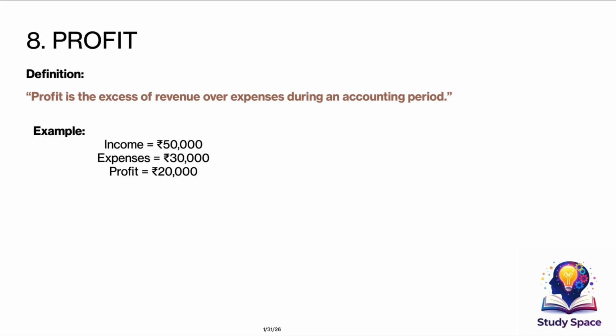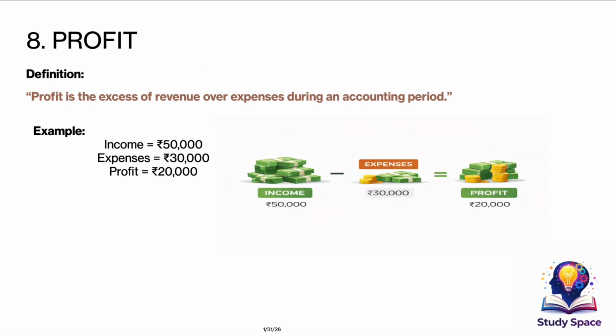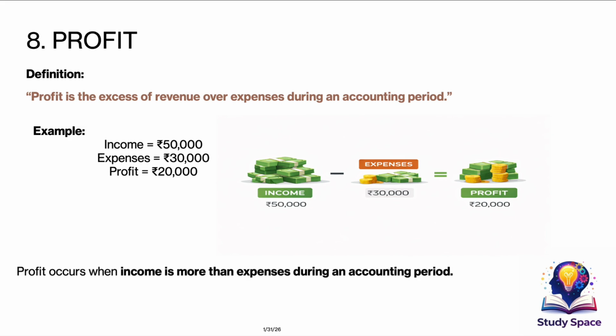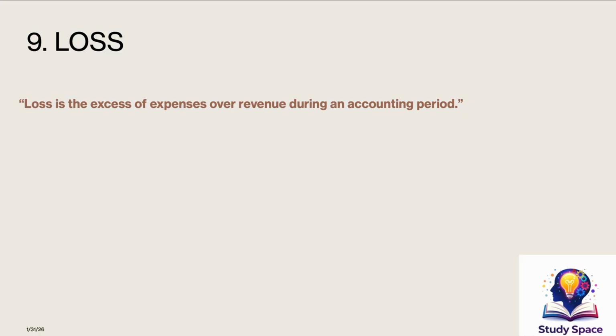Next is profit. Profit is the excess of income over expenses during an accounting period. For example, we have income which is 50,000 rupees and expense which is 30,000 rupees. If we deduct expense from income, then we get a profit of 20,000 rupees. So, profit occurs when income is more than expense during an accounting period.